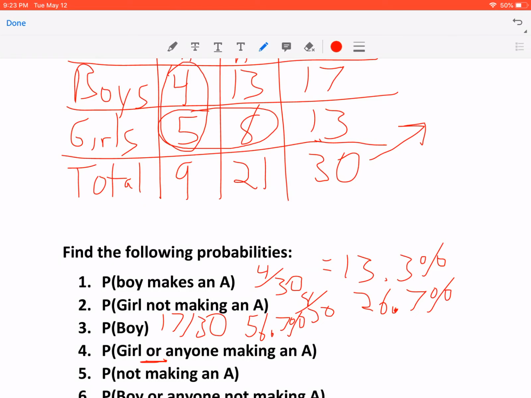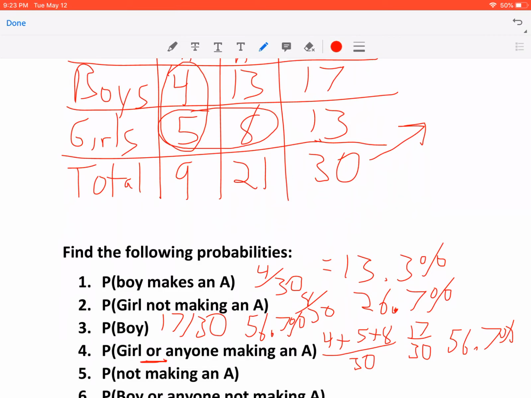To me, I think it's easier just to add the 4 plus the 5 plus the 8 and divide it by 30. 4 plus 5 is 9. 9 plus 8 is 17. So it's really 17 out of 30. So 17 divided by 30. It's the same thing. 56.66 repeating. So it's 56.7%.